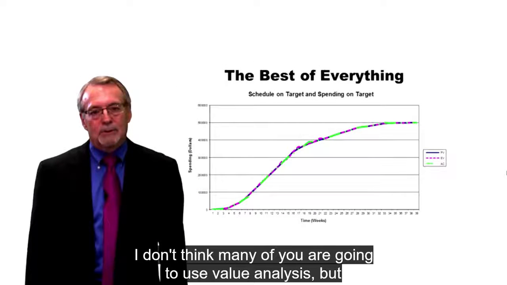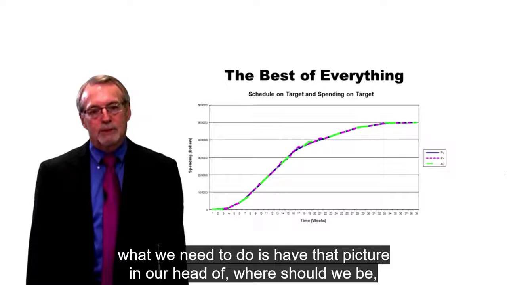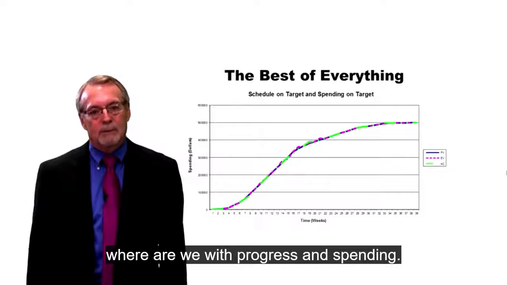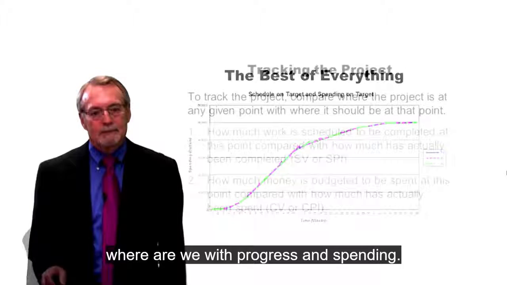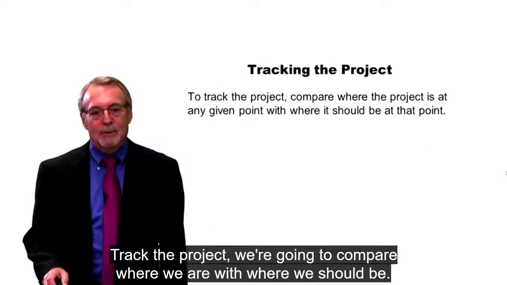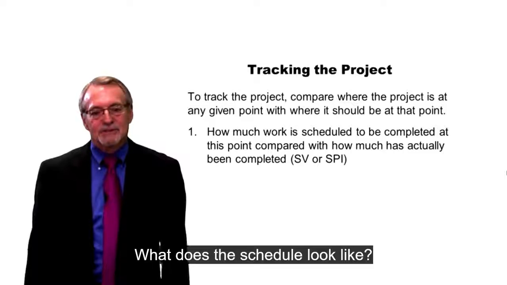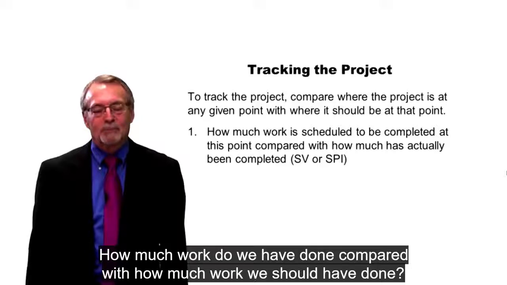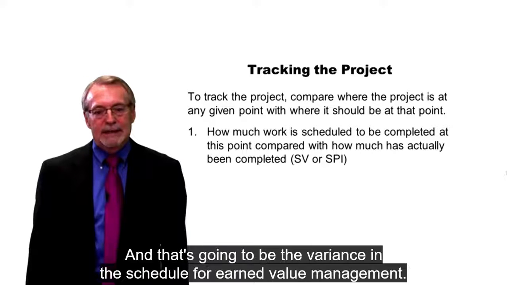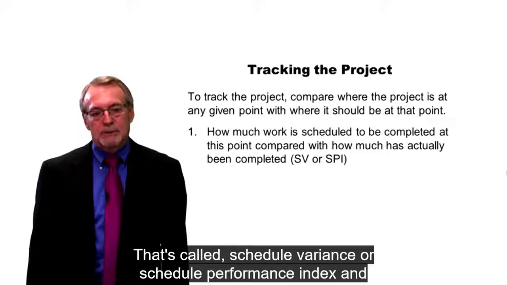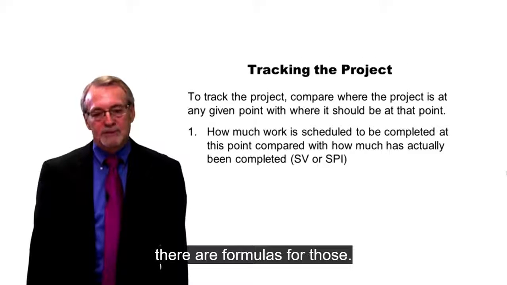I don't think many of you are going to use earned value analysis, but what we need to do is have that picture in our head of where should we be, where are we with progress and spending. Track the project. We're going to compare where we are with where we should be. What does the schedule look like? How much work do we have done compared with how much work we should have done? And that's going to be the variance in the schedule for earned value management. That's called schedule variance or schedule performance index, and there are formulas for those.